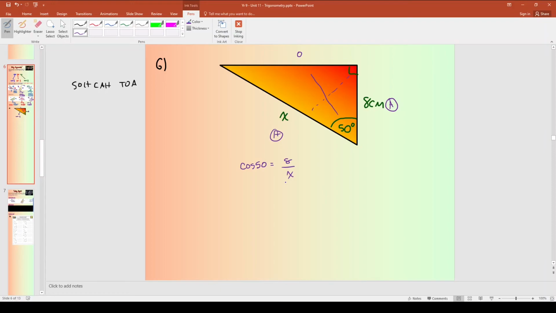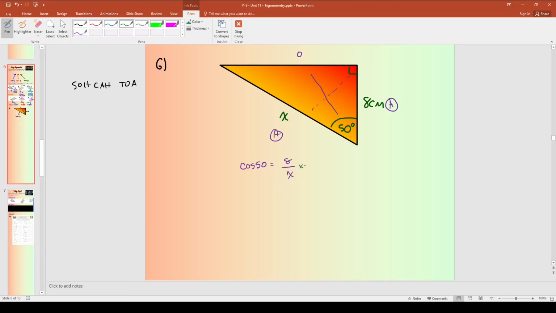Okay, here's why this one is harder. It's harder because the x is on the bottom, so we can't actually make x the subject very easily because it's on the bottom of the fraction. But you guys know from the change of subject unit that we can always get rid of a fraction. We have 8 divided by x here. How do I get rid of the fraction? What will I times both sides by?